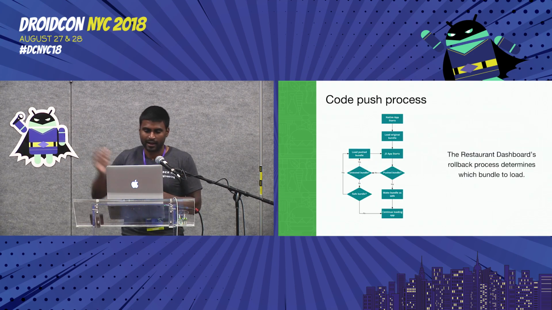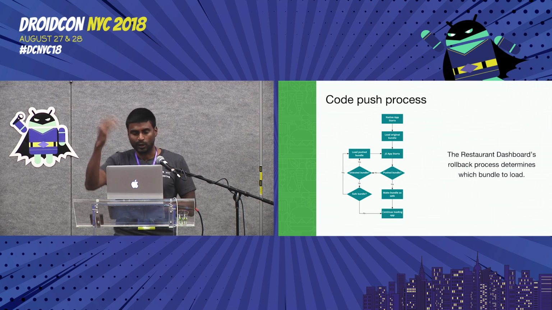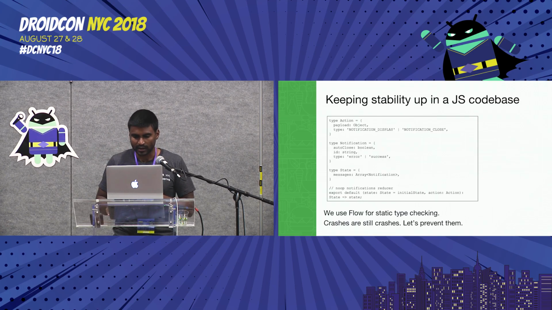So here's that flowchart I called out. Load the bundle, see how it is. Is it safe? If it's safe, delete the old one and continue. We use Flow. If you've written a lot of JavaScript, you'll know that it's not a very type-safe language by design. We use Flow.